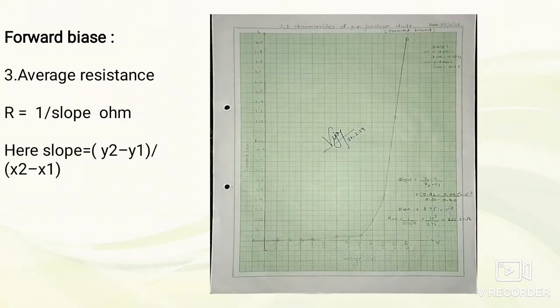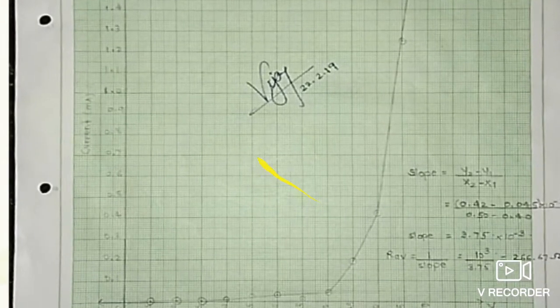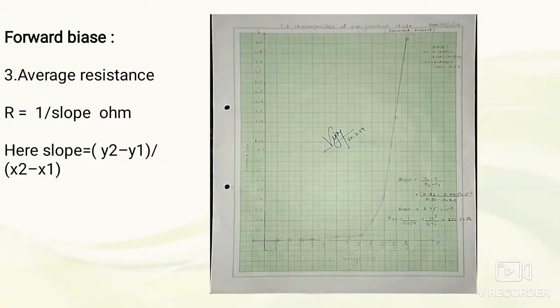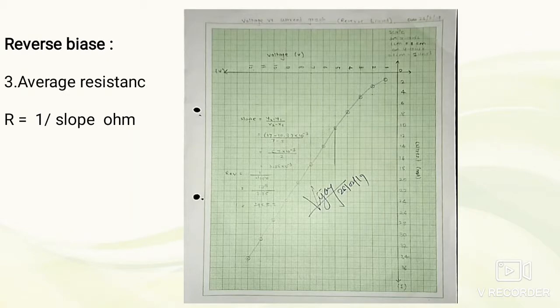Now we will discuss the third type of resistance, that is average resistance. Average resistance is calculated by 1 by slope. First we will calculate the slope of the graph by using formula y2 minus y1 upon x2 minus x1, and then R average is equals to 1 by slope, that is inverse of slope, and we will get the average resistance in forward bias condition. Similarly, this is average resistance in reverse bias condition.